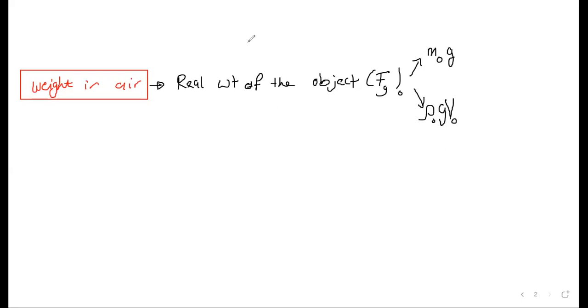If we find the expression weight in fluid, it gives us what?